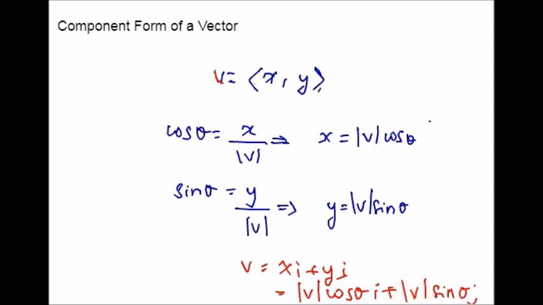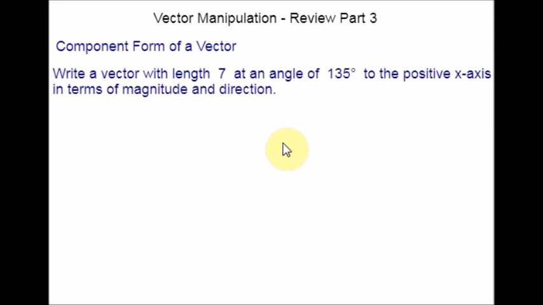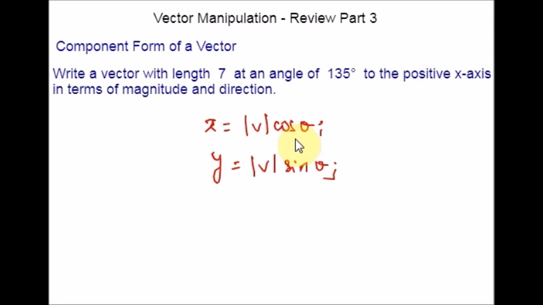Let me take one example and explain how to write a vector in terms of magnitude and direction. Here is the example question. Write a vector with a length of 7 at an angle of 135 degrees to the positive x-axis in terms of magnitude and direction. So we can use the conversion formulas for x and y. So x is the magnitude of v cos theta times i, and for y, the magnitude of v sin theta times j. So we just plug in the theta given here. Theta is the angle 135.